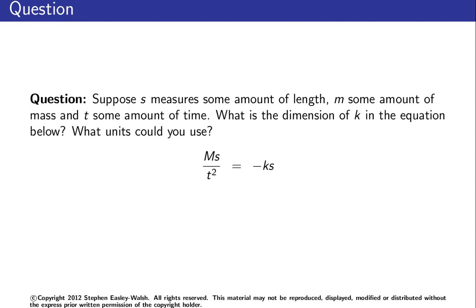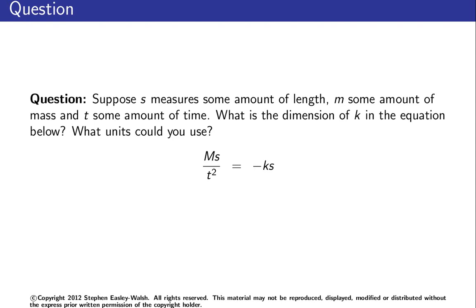Okay, let's have a look at an example question. Suppose S measures some amount of length, M some amount of mass, and T some amount of time. What is the dimension of K in the equation below? What units could you use? So our equation is M times S over T squared equals minus KS.